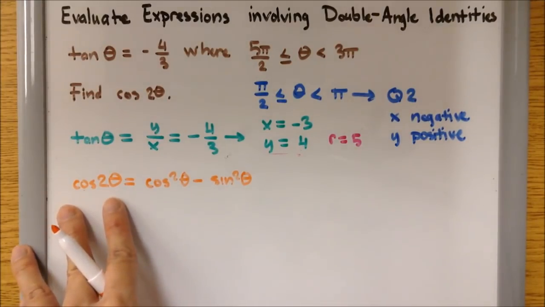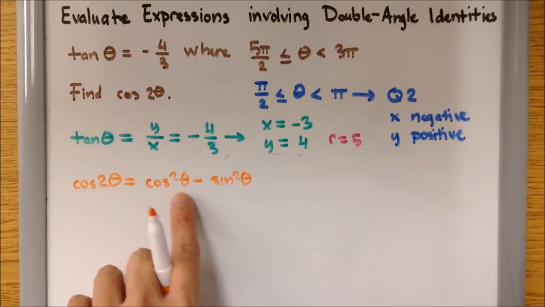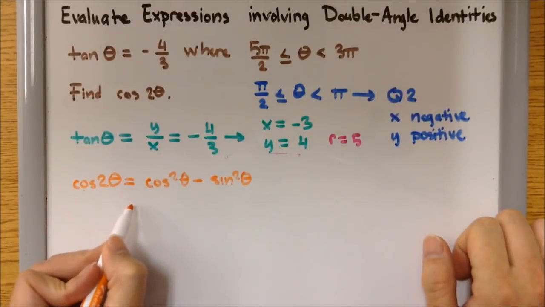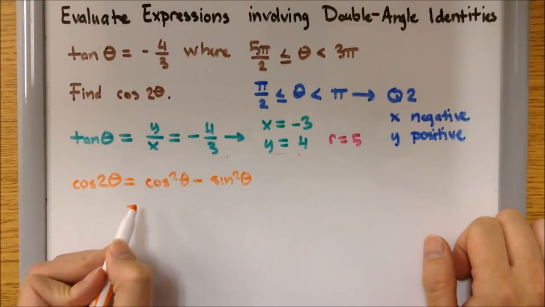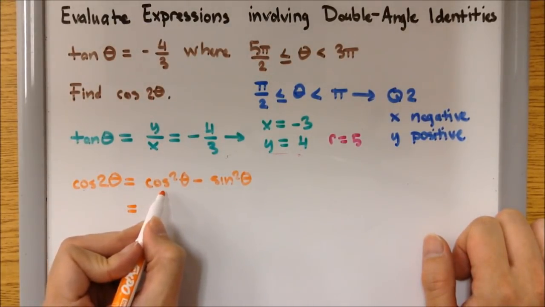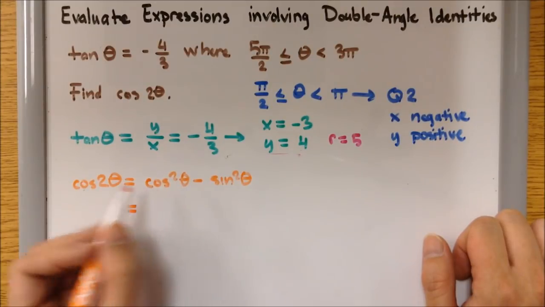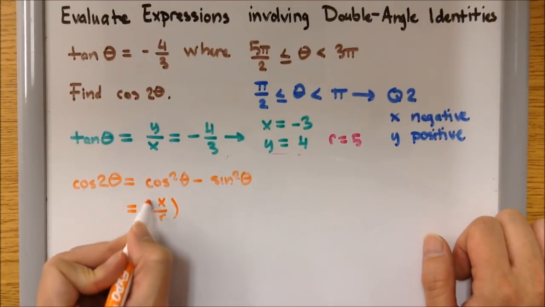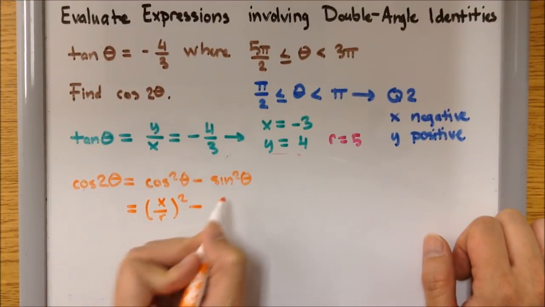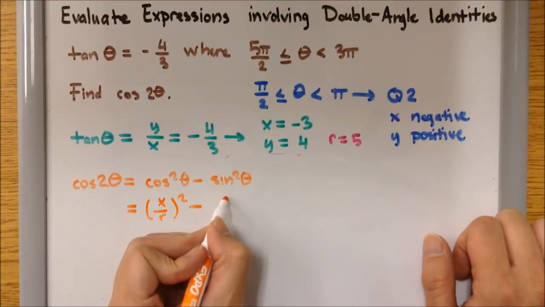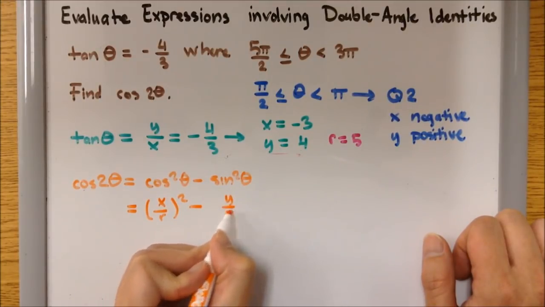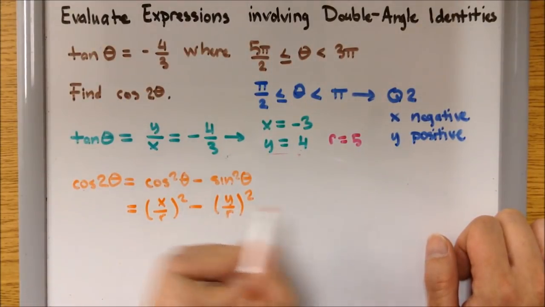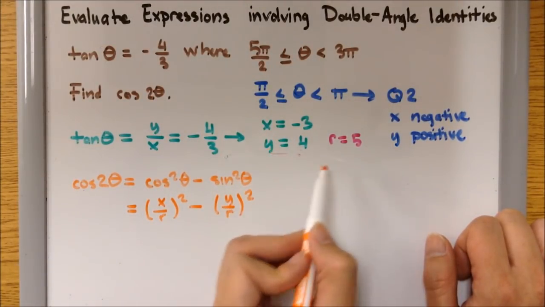Now cosine 2 theta equals cosine squared theta minus sine squared theta. So that basically means, if I'm using the definition from 4.1, cosine squared theta, the definition will be x over r squared, minus, and then the definition for sine will be y over r, and since it's squared, this will be squared. Alright, now I'm just going to simply plug in my x, my y, and my r.